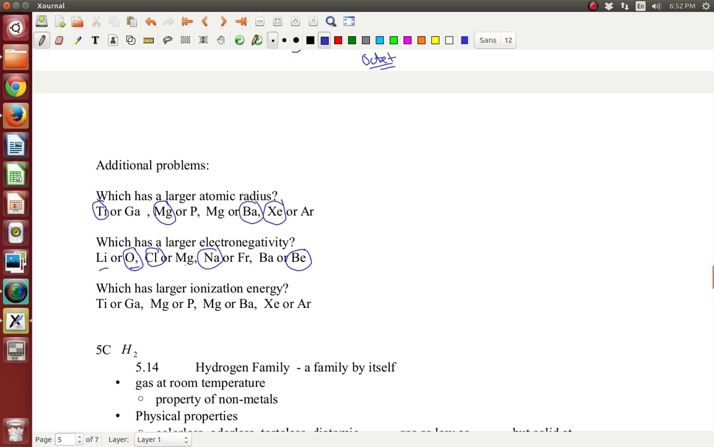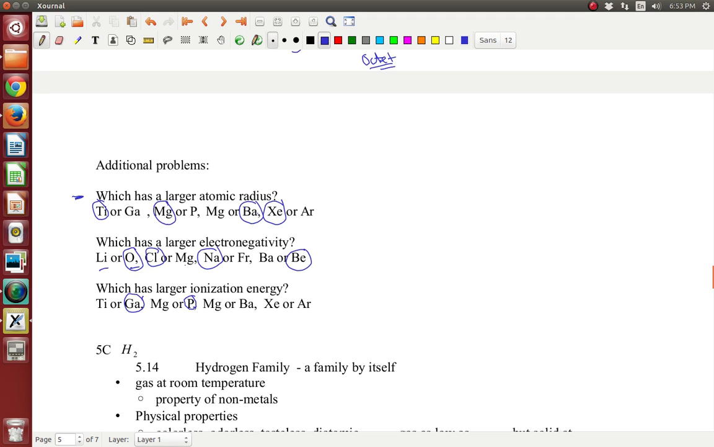And which has the larger ionization energy? Okay, let's look up here. Titanium or gallium. If you have a big atomic radius, it's easy to take away its electrons. So the ionization energy for gallium would be bigger because gallium is smaller. The babies are closer to the mama. Magnesium or phosphorus. Magnesium is larger. The babies are farther away from the mama, easy to take it, so the larger ionization energy goes to the smaller atom because the babies are closer to the mama.